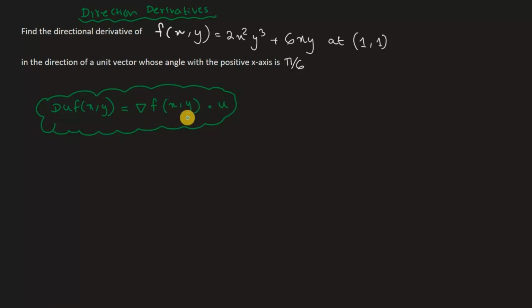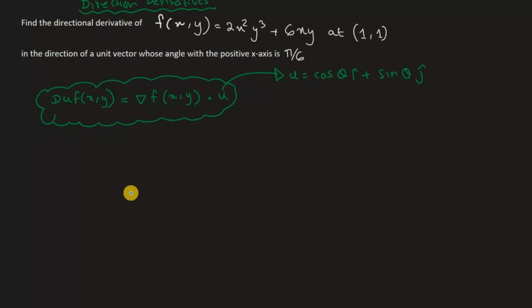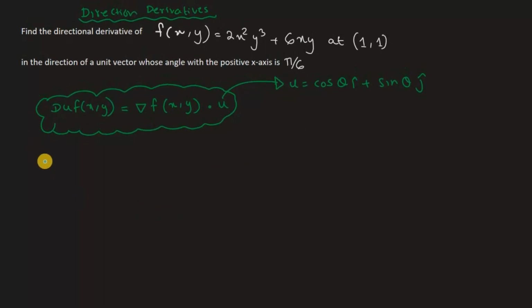First of all, we're going to find the gradient of f, and then we're going to dot product it with the unit vector. And to find the unit vector, if you don't remember, let me give you the formula. We simply do cosine of the angle i hat plus sine of the angle j hat, in case the angle is given, which is the case over here. But when the angle is not given, we will do another problem on that, and I will provide the link to that problem in the description below. So let's continue with this problem now.